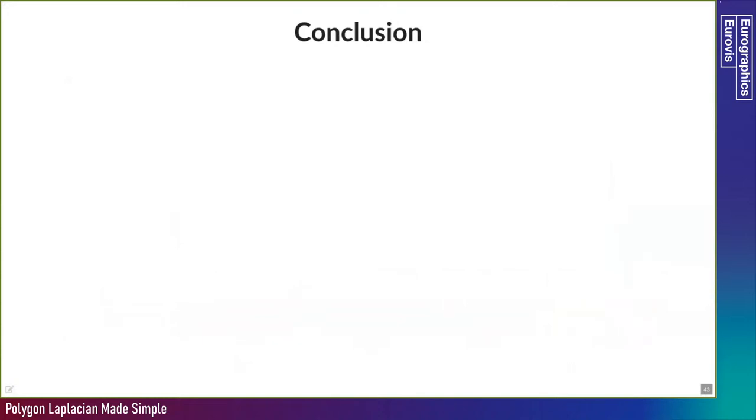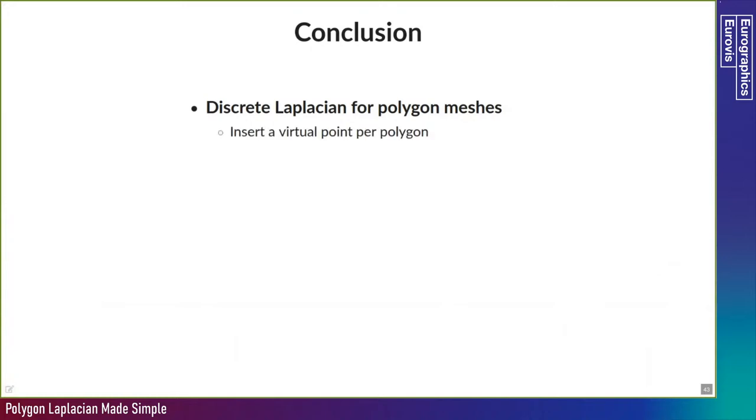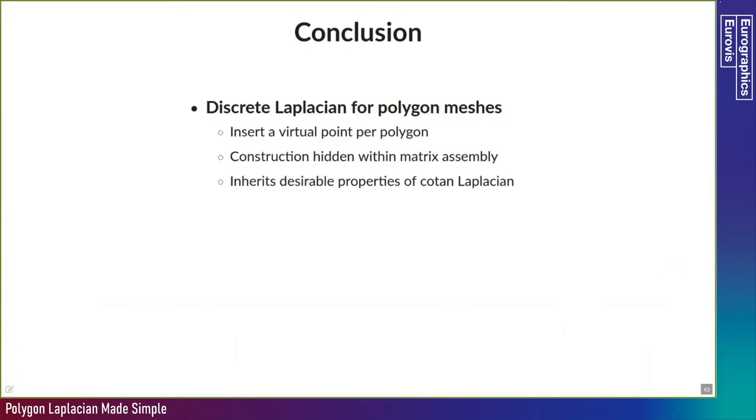To summarize this presentation, we were able to define a new discrete Laplacian for polygon meshes with the help of a virtual vertex per polygon. All the refinement steps are hidden from the user thanks to our prolongation and restriction matrices. It inherits all the desirable properties of the cotangent Laplacian, is still easy to compute, and has no parameters that have to be adjusted.